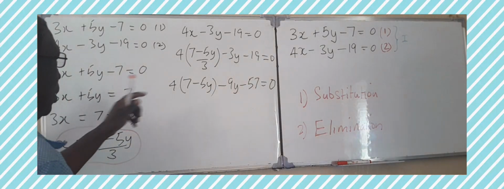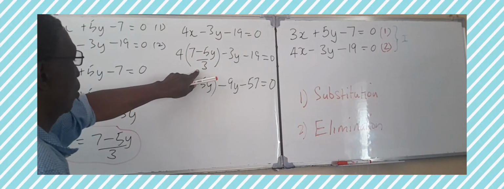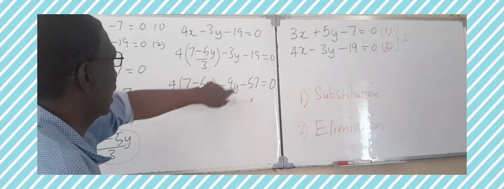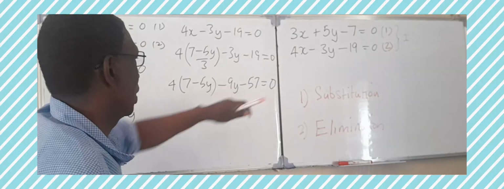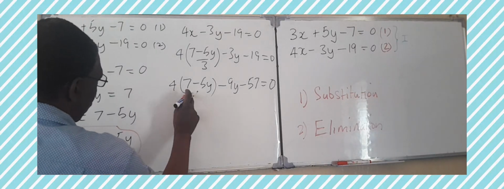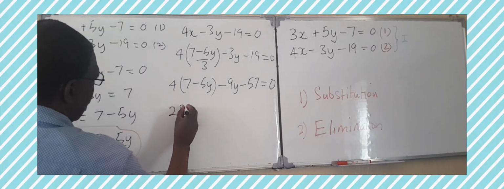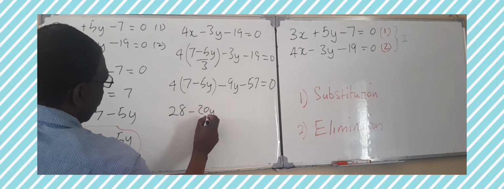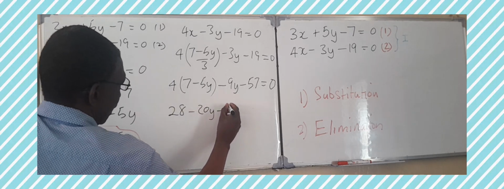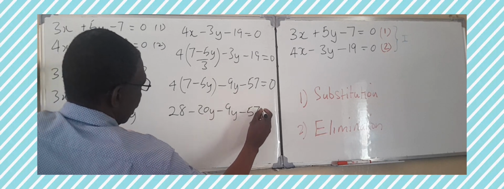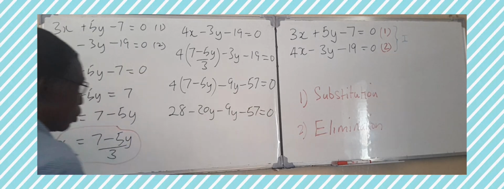Remember, I'm trying to get rid of this fraction, so I'm multiplying everything by 3. This 3 times 3 gives me a 9. 19 by 3 gives me a minus 57. Let's open the brackets here. We have 4 times 7 is 28. 4 times minus 5 is minus 20y. And of course, we have this 9y. And we have that minus 57, which is equal to 0.